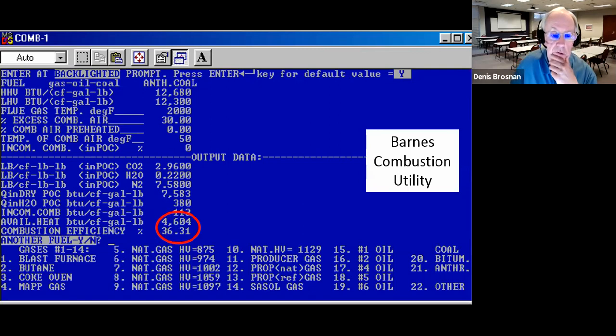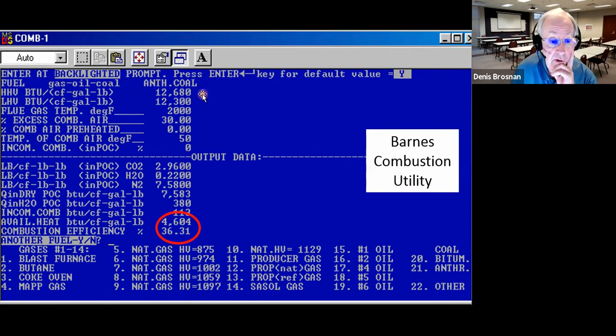Now, you can find some utilities out there that talk about solid fuel combustion. I used one from an engineer named Barnes that I found on the internet. I don't know if it's still available, but it was not a Windows program. It was an old Excel program. And so you had to pick the fuel that you wanted. In this particular case, I took anthracite coal, hard coal.